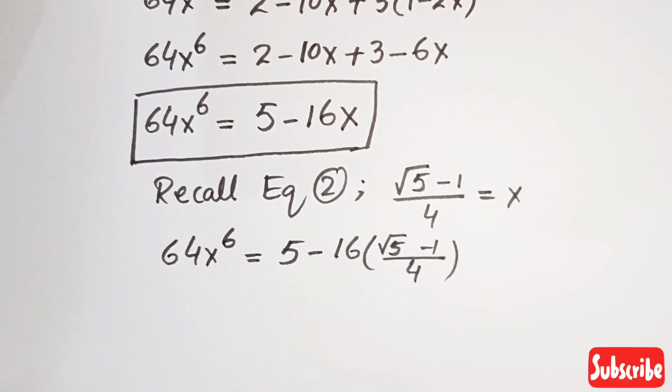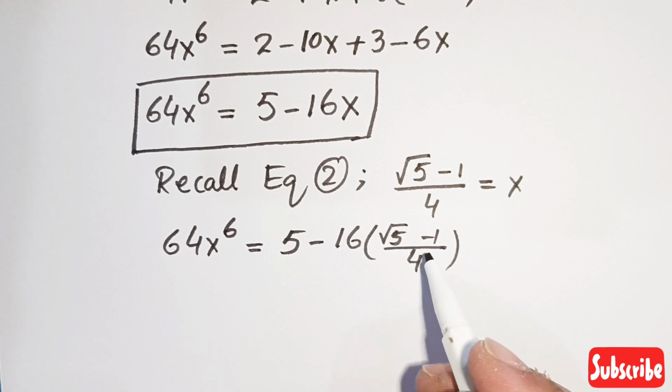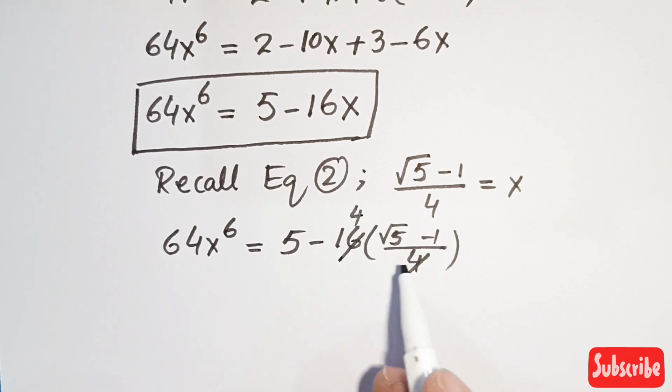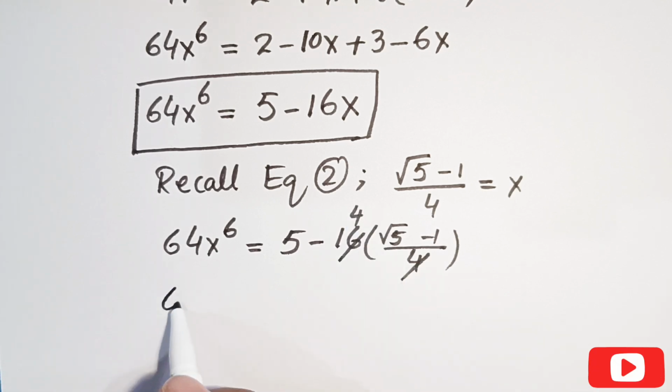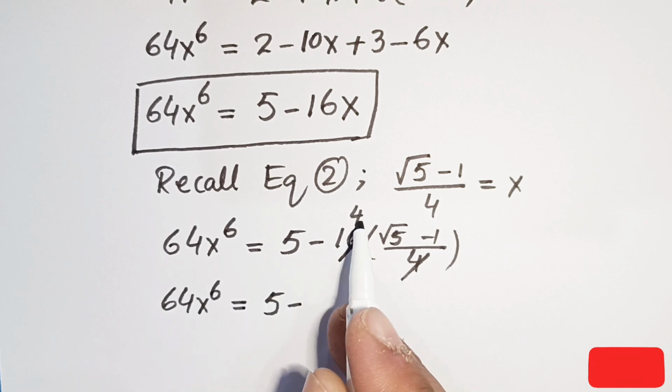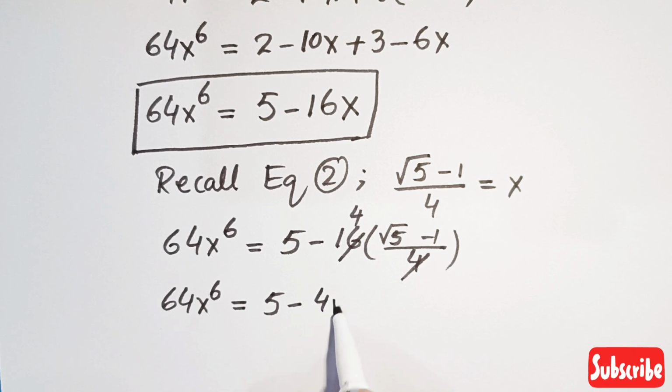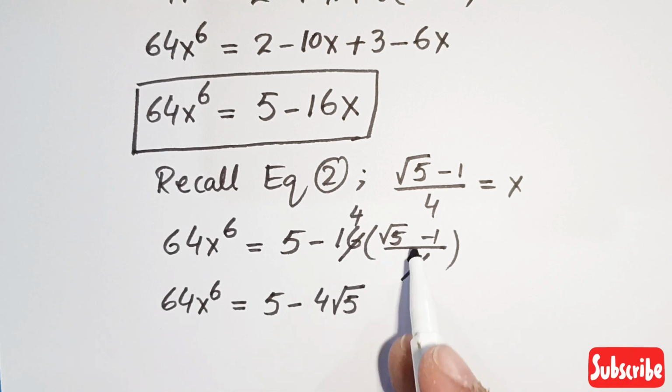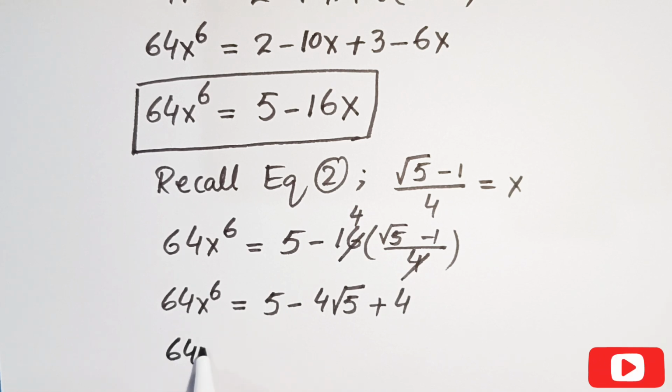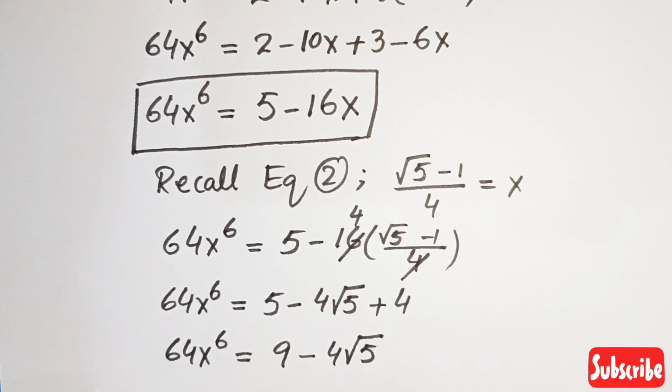Now our next step is here. This 4 can be cancelled out with 16. So 4 times 4 is 16. Then we have 64x to the power 6 is equal to 5 minus, if we multiply 4 into the parentheses, we get 4 times square root of 5. Minus times minus is plus, 4 times 1 is 4. So now 64x to the power 6 is equal to 9 minus 4 times square root of 5. So it is the value of 64x to the power 6.